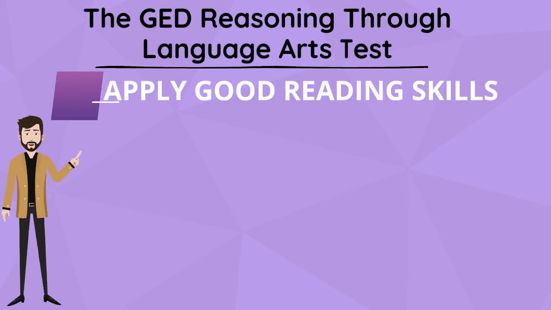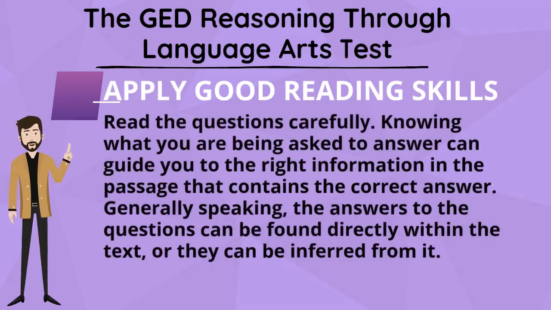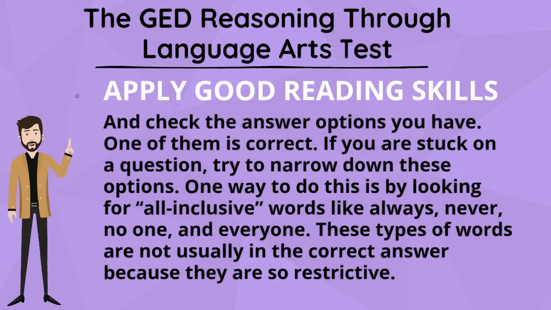Apply good reading skills when reading the questions too. Read the questions carefully. Knowing what you are being asked to answer can guide you to the right information in the passage that contains the correct answer. Generally speaking, the answers to the questions can be found directly within the text, or they can be inferred from it. And check the answer options you have. One of them is correct. If you are stuck on a question, try to narrow down these options. One way to do this is by looking for all-inclusive words like always, never, no one, and everyone. These types of words are not usually in the correct answer because they are so restrictive.